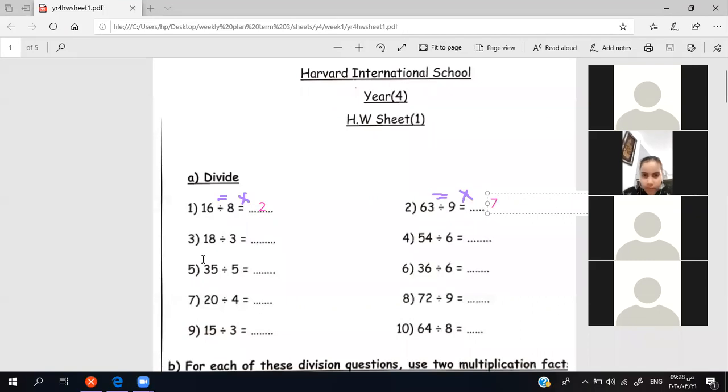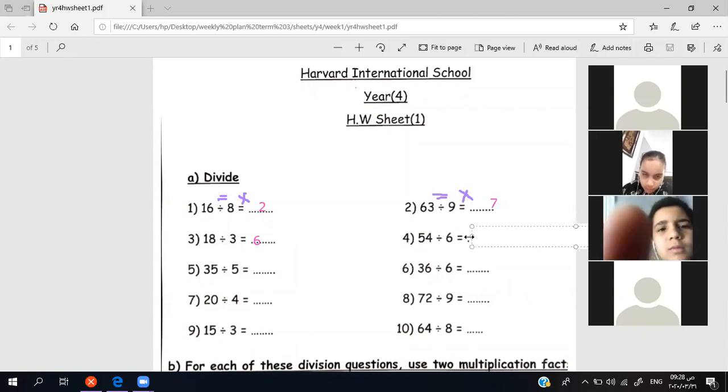Let's do number 3. What times 3 gives me 18? If I know the timetable, I will count inside my hand, the inside of my fingers, as I told you. And it's going to be 6. What about here? What times 6 gives me 54? It's going to be 9.